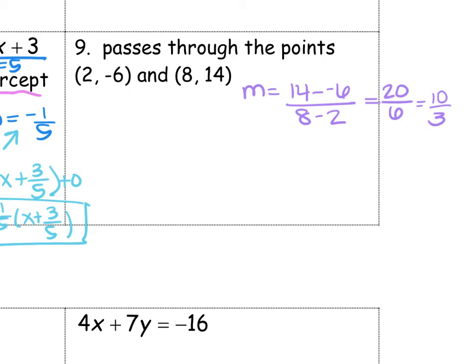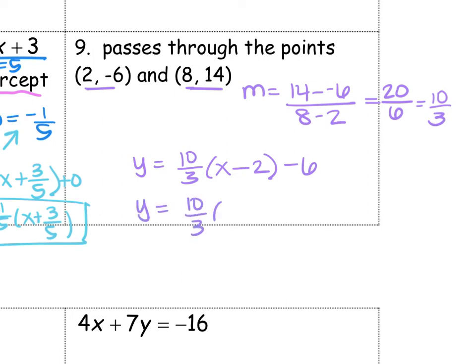Now we know a slope and we know 2 points, but we only need one of those points to write the equation. We can use either one, it doesn't matter. So y equals slope of 10/3, parentheses x, always the opposite of the x-coordinate, so x plus 2, then a -6, true to the y-coordinate. Or we could use the other point: y equals 10/3, parentheses x, opposite of the x-coordinate would be x minus 8, and then a plus 14 on the outside.